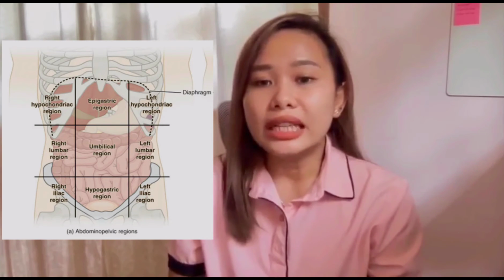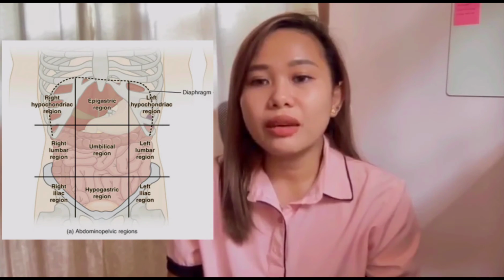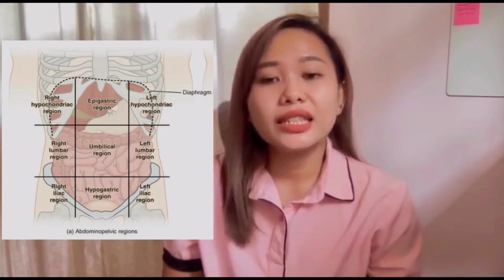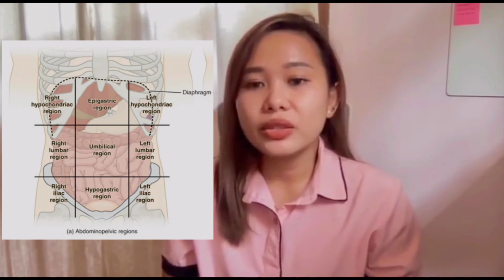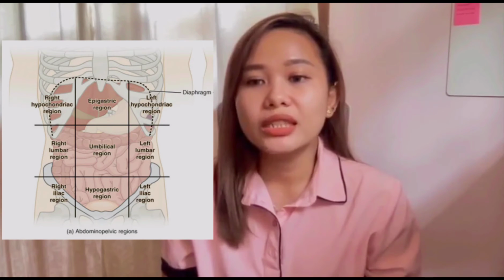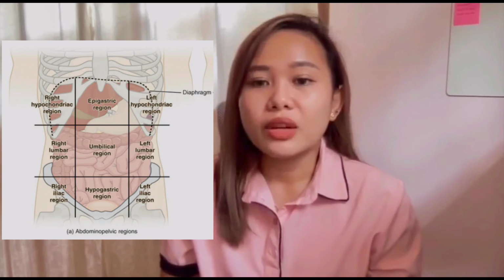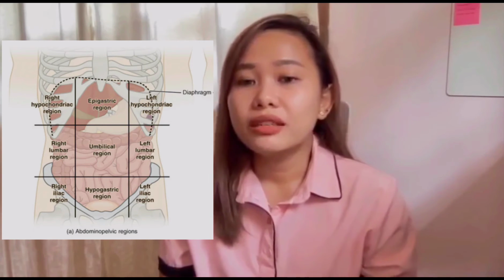Next is the right iliac. The right iliac region contains the appendix, cecum, and the right iliac fossa. Next is the left iliac. The left iliac region contains part of the descending colon, the sigmoid colon, and the left iliac fossa. It is commonly called the left inguinal region.